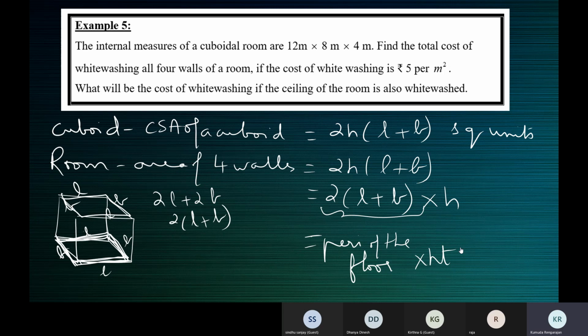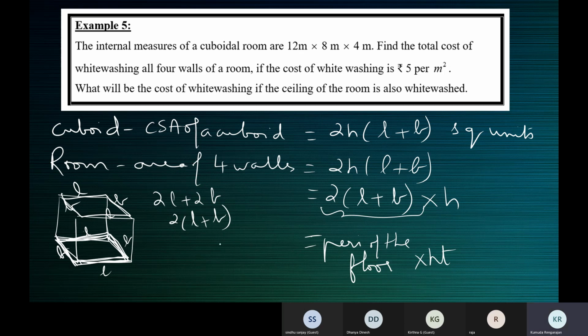So tell after me, children. You don't have to unmute. Curved surface area of a cuboid is equal to 2h into L plus B square units. Curved surface area of a cuboid is nothing but area of 4 walls of a cuboidal room. That's also the same thing, 2h into L plus B square units. 2 into L plus B is the perimeter of the floor into height.